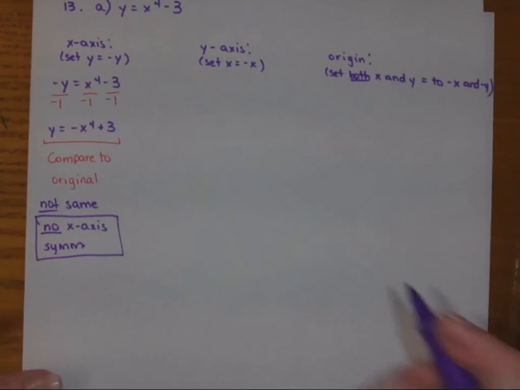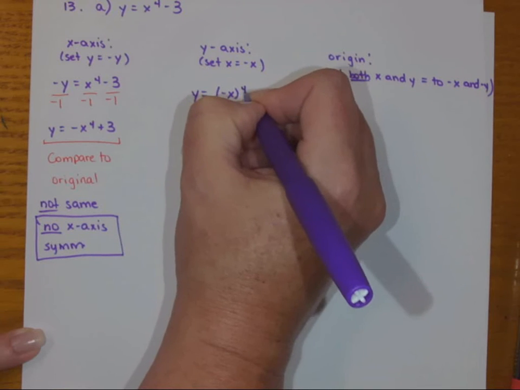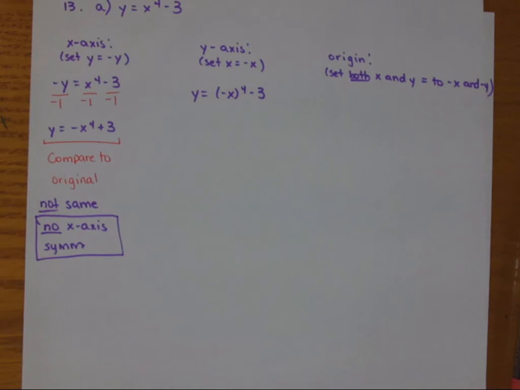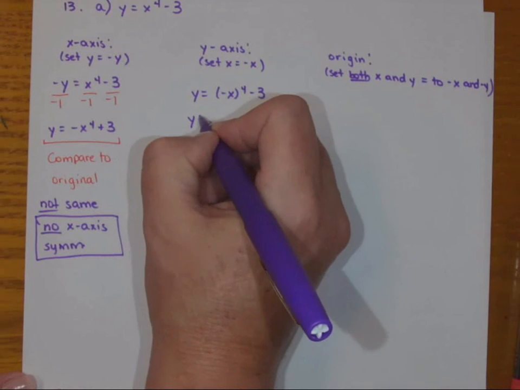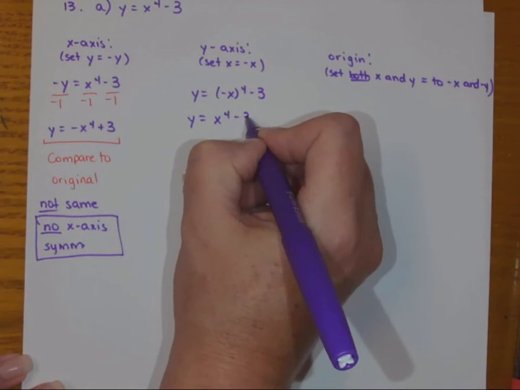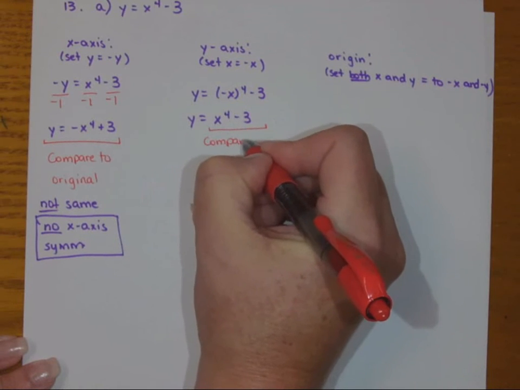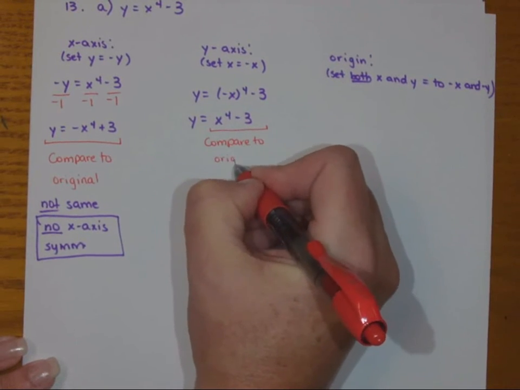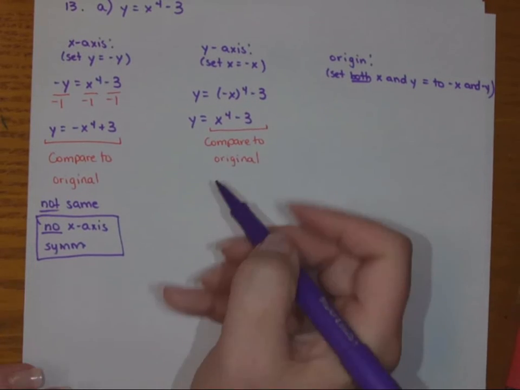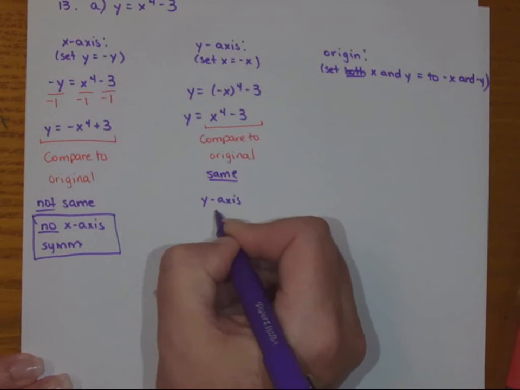Okay, so let's do y-axis symmetry. So it's y equals -x to the 4th minus 3. So notice here we have y equals, if you raise a negative thing to the 4th power, you get a positive thing. And then you're going to compare this to the original. Notice it is the same. Okay, so since it's the same, it means it has y-axis symmetry.